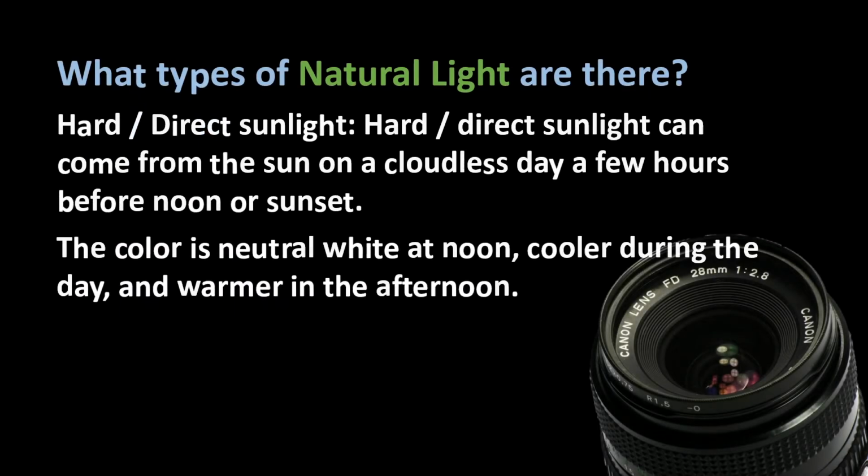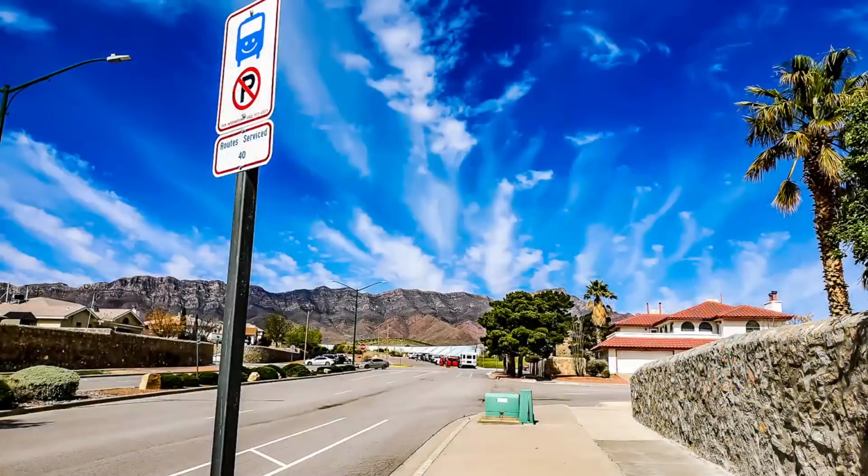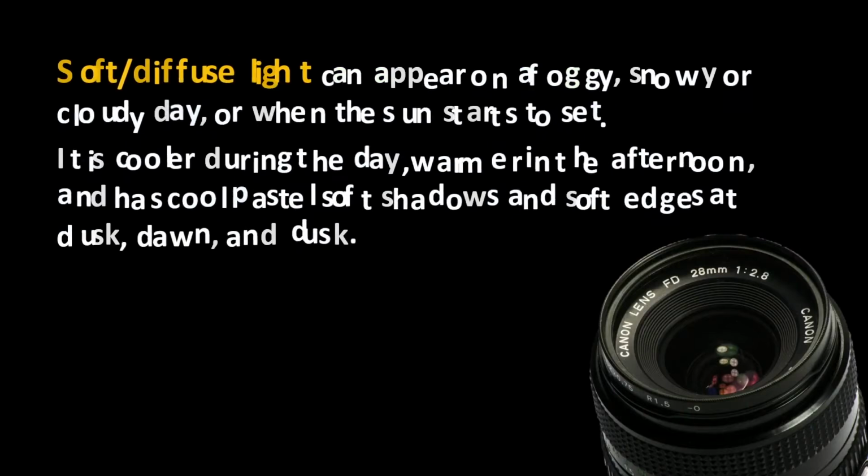What types of natural light are there? Hard, direct sunlight. Hard, direct sunlight can come from the sun on a cloudless day a few hours before noon or sunset. The color is neutral white at noon, cooler during the day, and warmer in the afternoon.